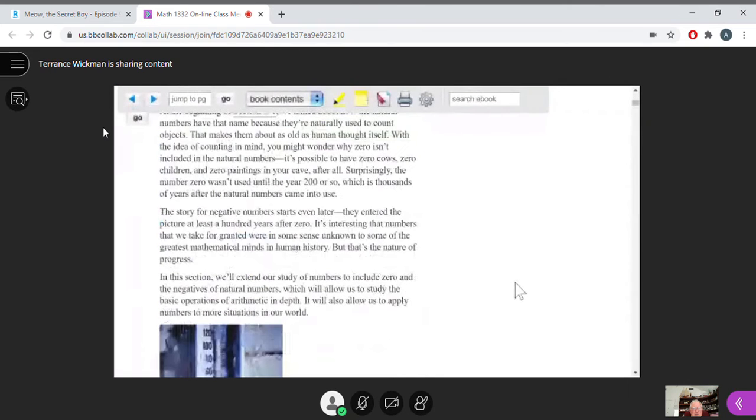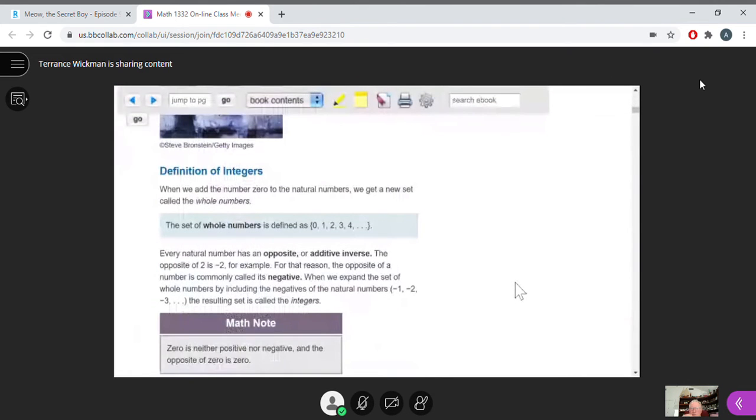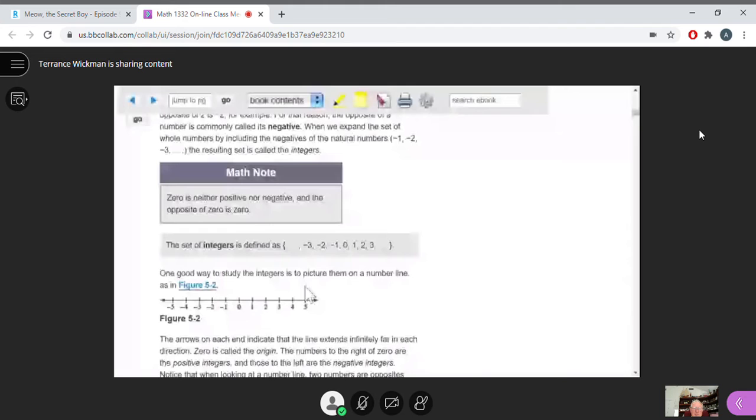The integers. So integers includes 0, and every natural number, as it says here, has an opposite, which means when you add them together, it makes 0. The opposites most commonly are called negative numbers or negative integers. So the set of integers are all those numbers that are whole numbers, both positive and negative and 0. Those are integers.